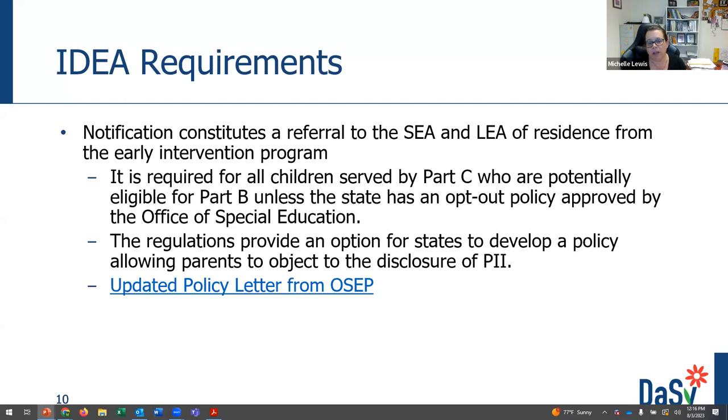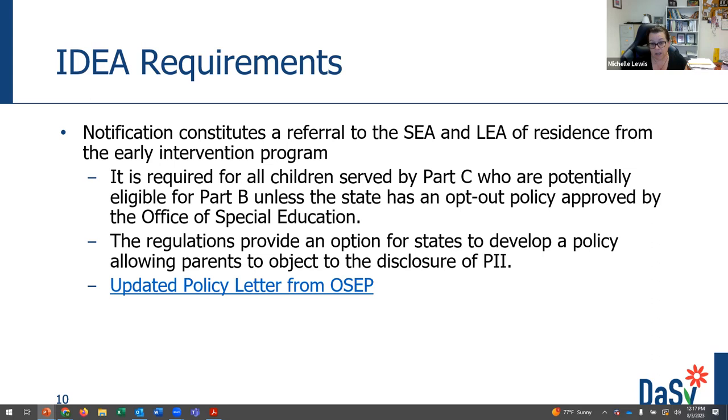So when we look at the requirements, again, we've talked about that there is SEA and LEA notification. Notification constitutes a referral. So the NICS letter was clear that notification is a referral to the SEA and the LEA of residence from the early intervention program. And it's required for all children served by Part C who are potentially eligible, unless the state has an opt-out policy that is approved by OSEP.